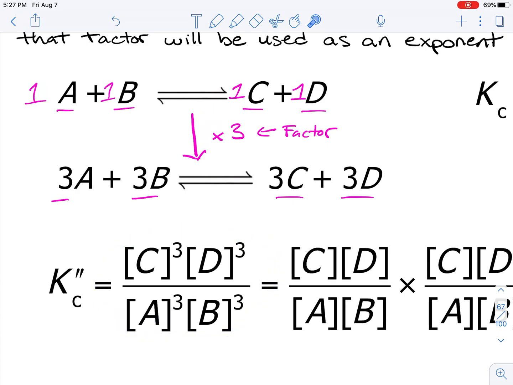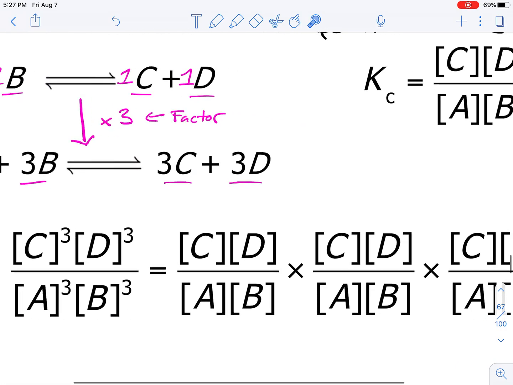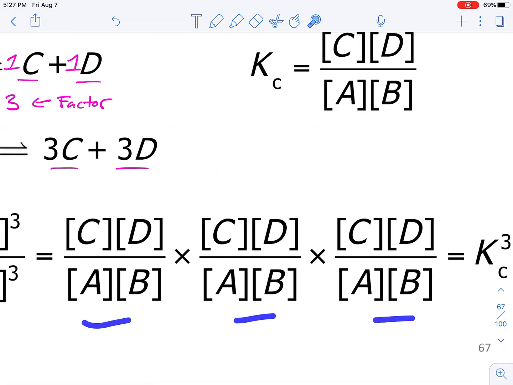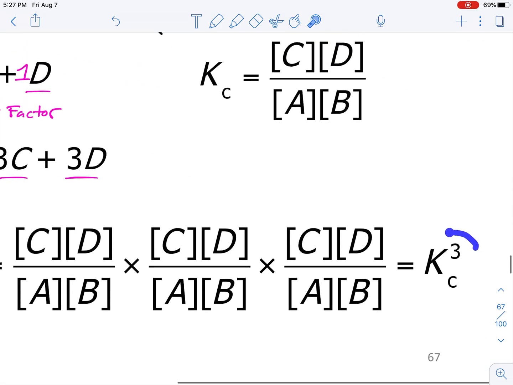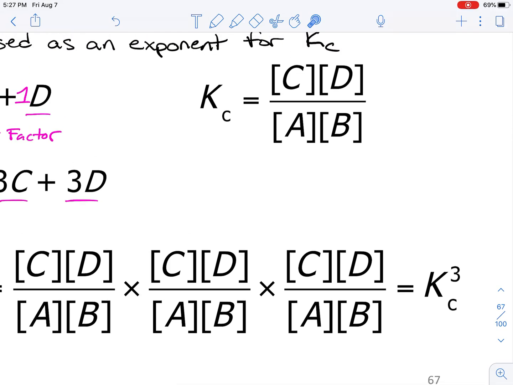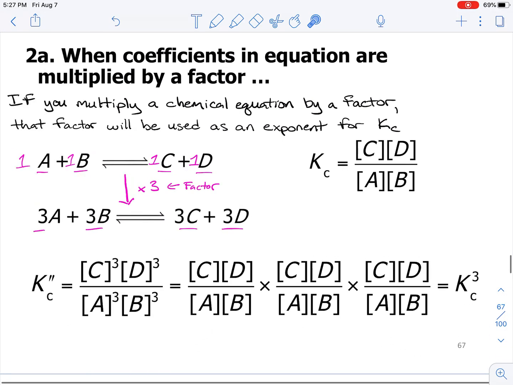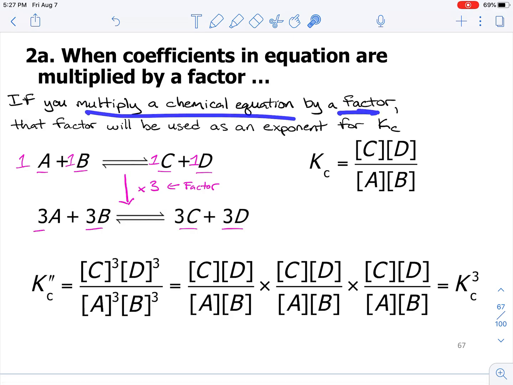And so we can expand this by repeating it 3 times. And so therefore, Kc needs to be raised by that same power. Okay? And so if we're multiplying a chemical equation by a specific factor, that same value will be used as the exponent for Kc. Okay? So if we multiply by 3, we're going to raise Kc by 3.